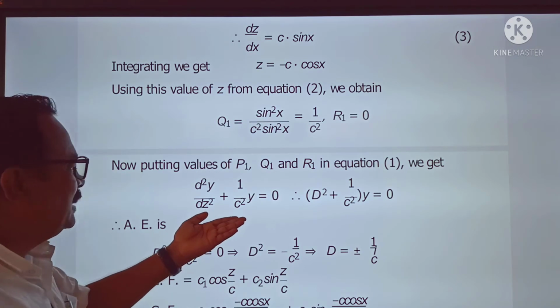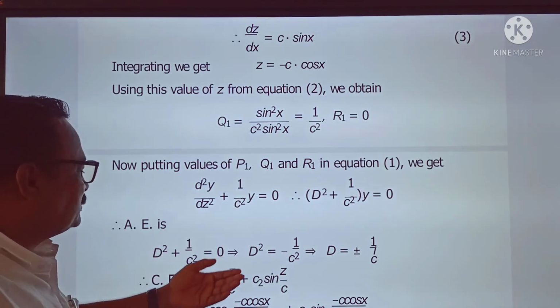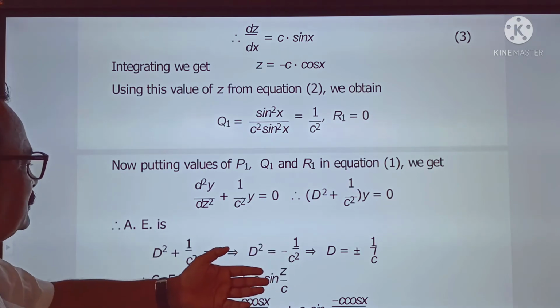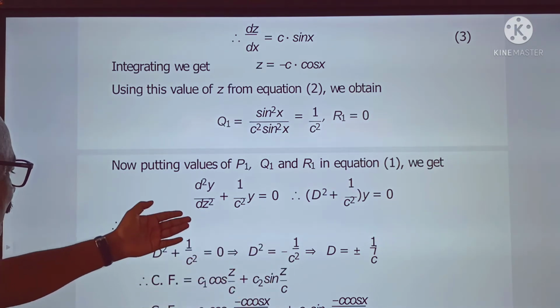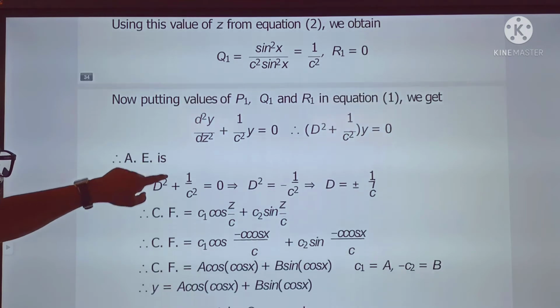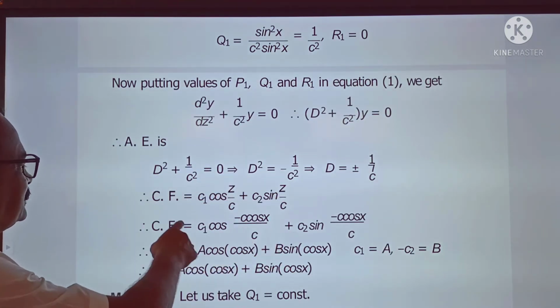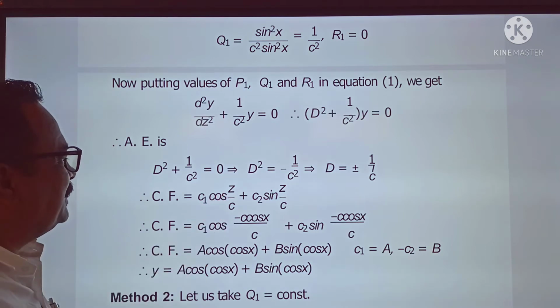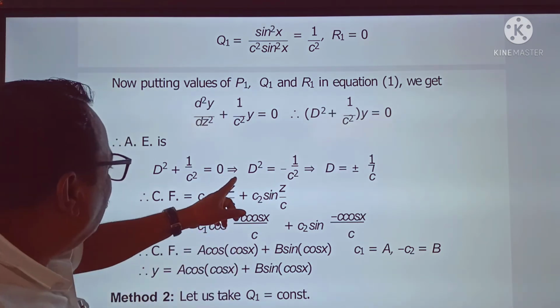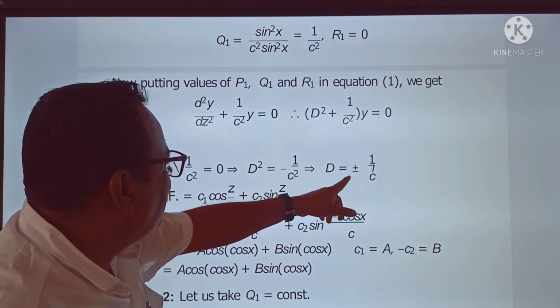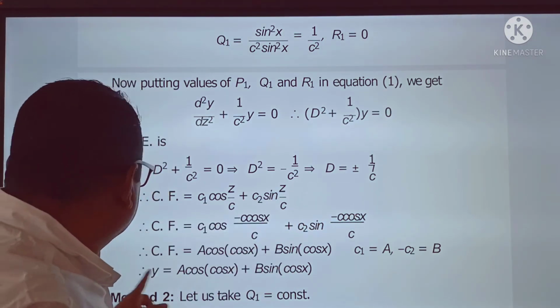So this is a linear differential equation with constant coefficients. Because the right hand side is 0, the particular integral is 0. So only the CF gives the solution. So d square plus 1 by c square is 0. Simplifying, because d square is minus 1 upon c square, d is equal to plus minus i upon c.